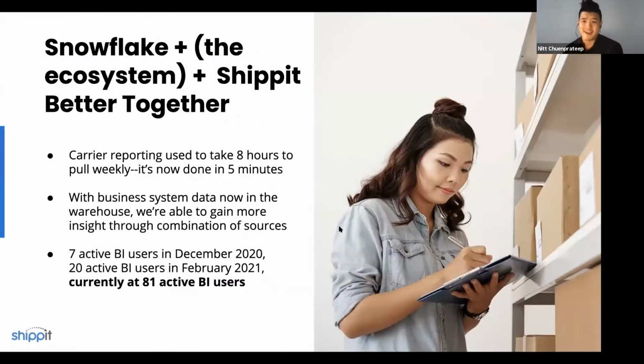So what are the effects of us actually implementing Snowflake? If you go back to that first initial carrier reporting example I showed you, it used to take a lot of manual querying and 8 hours for an analyst to pull that report every week. Now it's automated and done in 5 minutes. Also, with the business system data we've got in Snowflake now, we can combine sources using UUIDs, so you get a bigger picture, a greater view of what's going on with your customers, which is really the most important thing here.